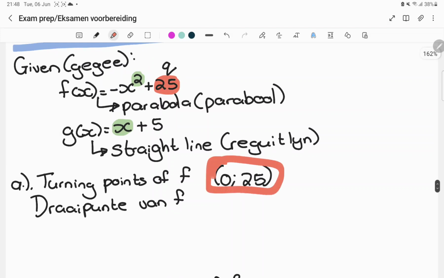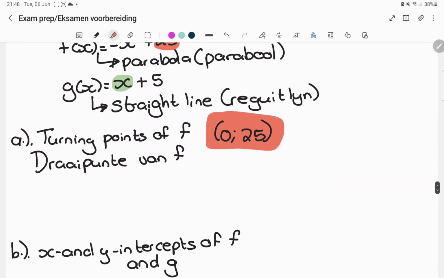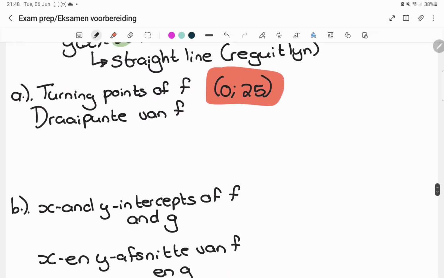Alright, this is quite an easy one. You just have to remember what it is. So it's always going to be 0 and whatever your y-intercept is. Okay, let's have a look at question number B.